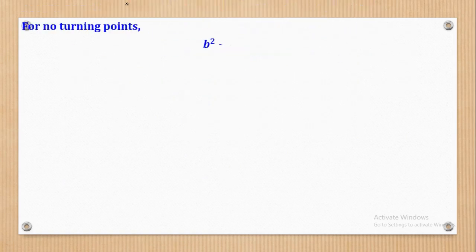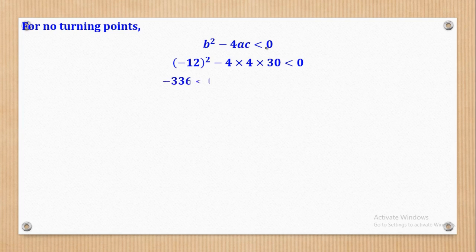Therefore, for no turning points, b squared minus 4ac is less than 0. So you shall come and substitute for b, a, and c, simplify, and this is less than 0. It is true, therefore it is shown.